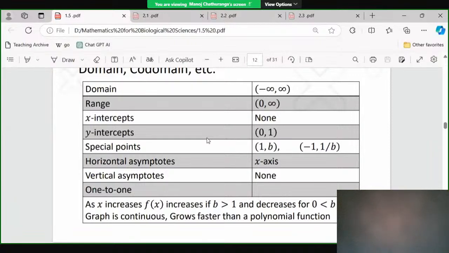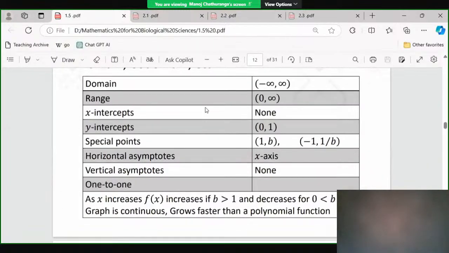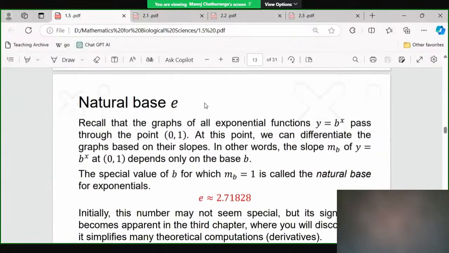But for exponential functions, we don't have vertical asymptotes. The function is one-to-one. As x increases, f of x increases if b is bigger than 1, and if b is something in between 0 and 1, the function decreases. The graph is continuous. There are no breaking points on the graph.